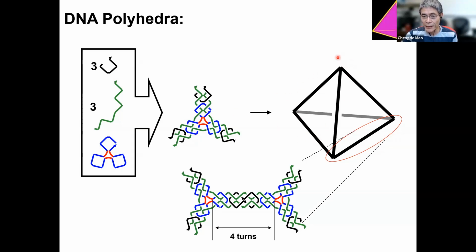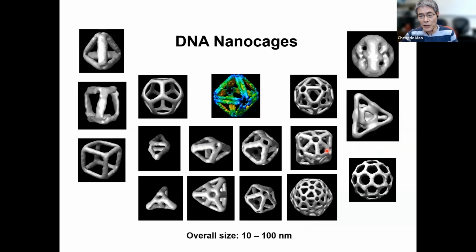So you can imagine here each corner is one building block. When two building blocks contact together, they form one edge. So that is the overall idea. Over the years, we have used this idea to build an array of DNA nano cages.